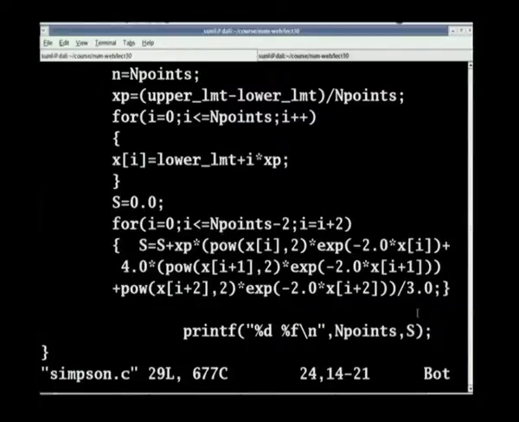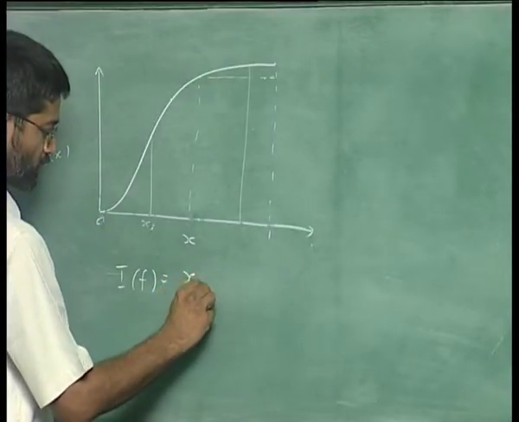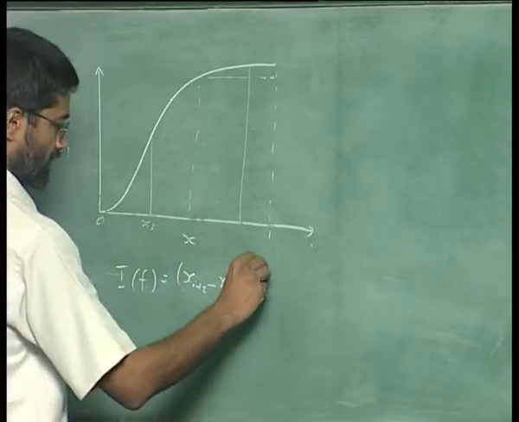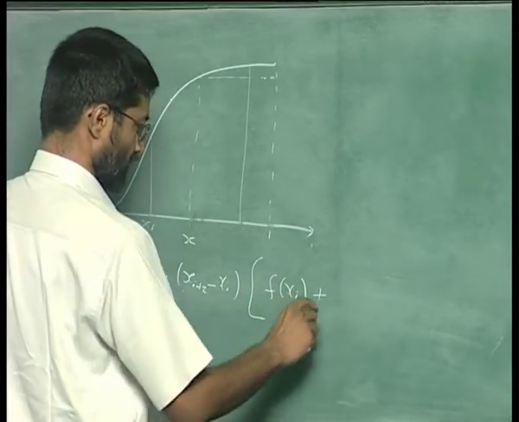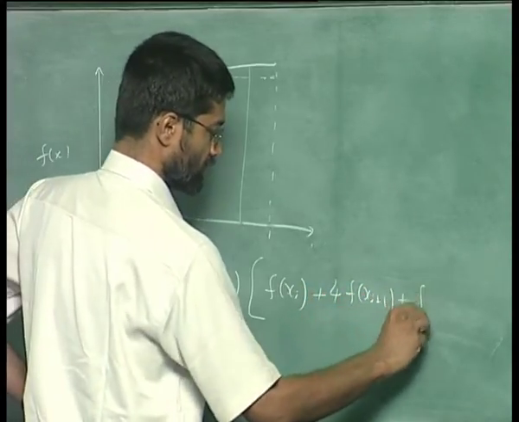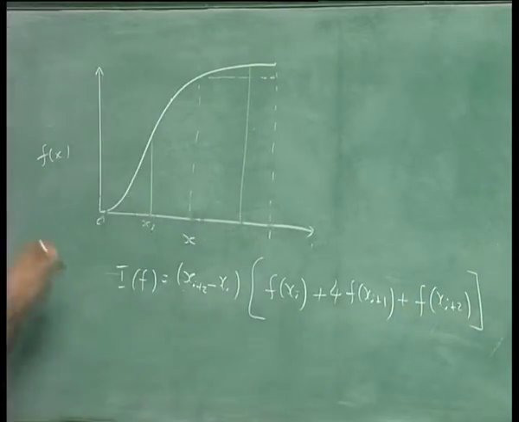Let me write that here. This is what I'm going to do. I of f is now evaluated in the following form. I need an interval, so it is x of i plus 2 minus x of i. That's my interval I'm using, and then I'm evaluating the function at f of xi, and then I have here 4 times f of xi plus 1, and then I am evaluating it at xi plus 2. So that's the Simpson's rule I'm using here, where f is given by each point given by this.